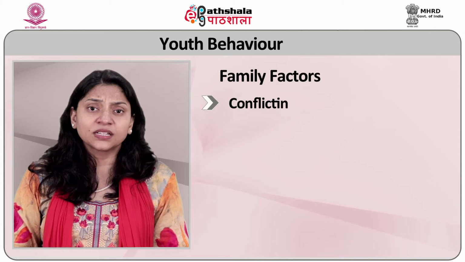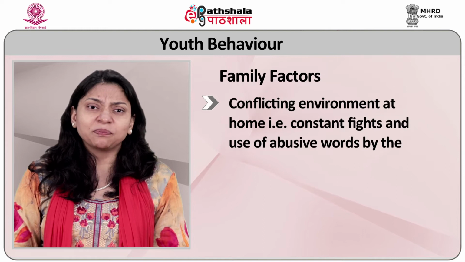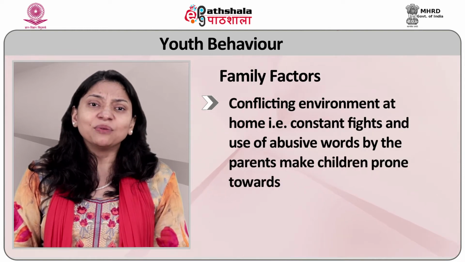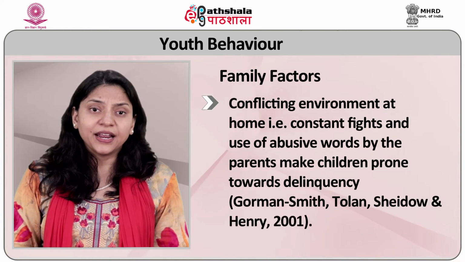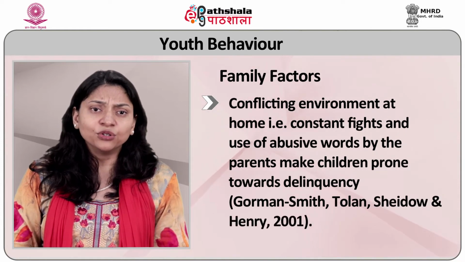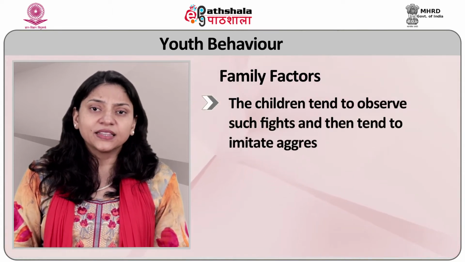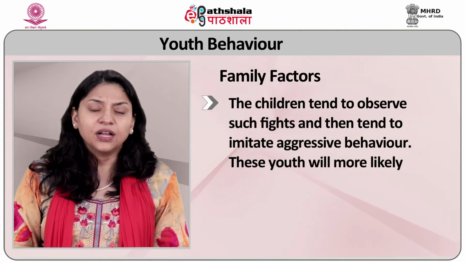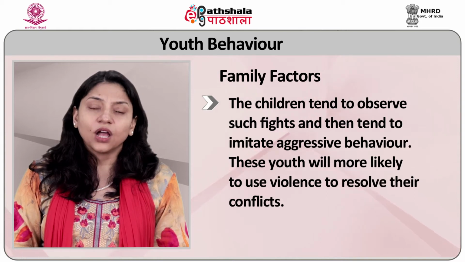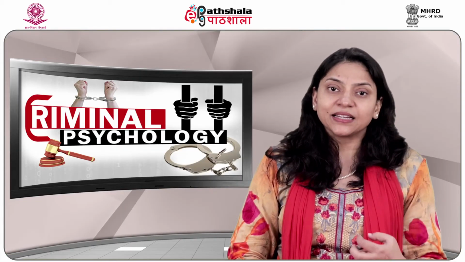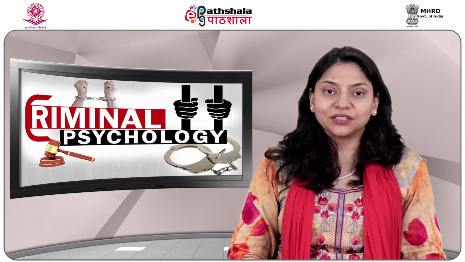The other factor is the constant environment at home. Constant fights and use of abusive words by the parents make children prone toward delinquency. Gorman-Smith, Dolan, Schiedel and Henry in 2001 found this. The children tend to observe such fights and then imitate aggressive behavior. These youth will more likely use violence to resolve their conflicts because whatever they see they imitate, and it affects the behavior. The second is deviant peers.